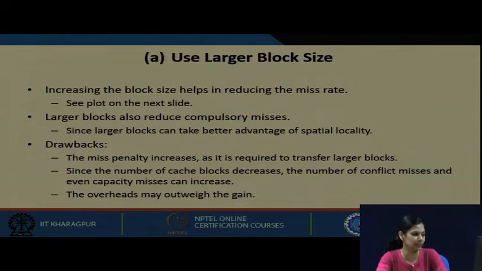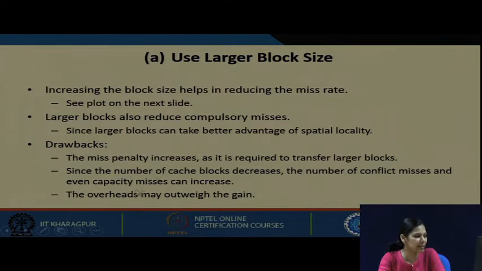Since the number of cache blocks decreases, the number of conflict misses and even capacity misses can increase. Conflict misses happen, we know, for direct mapping and set associative mapping, where different blocks of main memory are mapped to the same block of cache memory. This conflict will be more because you have a smaller number of blocks. If you keep the cache size limited and the block size is increased, a smaller number of blocks will be there. So if you want to bring two blocks together, it will be a problem.